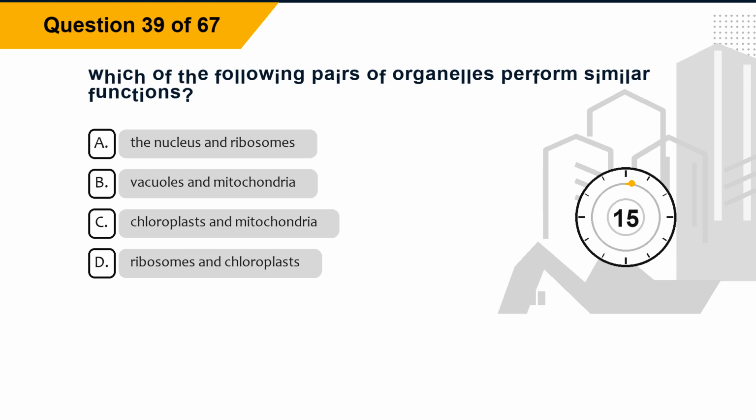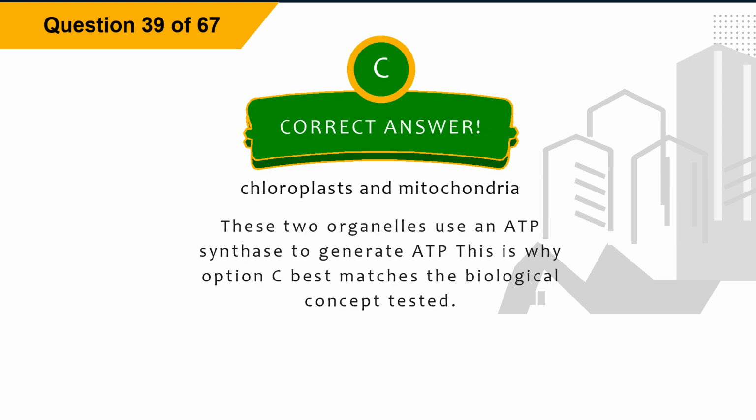Question 39. Which of the following pairs of organelles perform similar functions? Option A, the nucleus and ribosomes. Option B, vacuoles and mitochondria. Option C, chloroplasts and mitochondria. Option D, ribosomes and chloroplasts. The correct answer is option C, chloroplasts and mitochondria. Explanation. These 2 organelles use an ATP synthase to generate ATP. This is why option C best matches the biological concept tested.